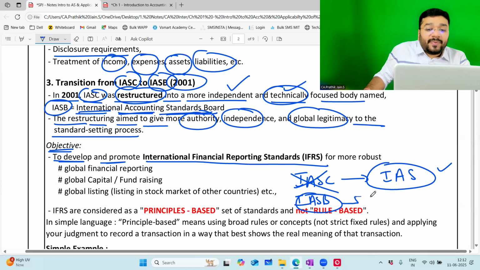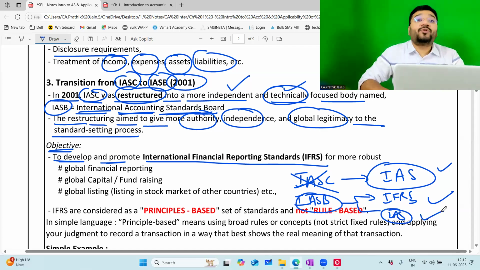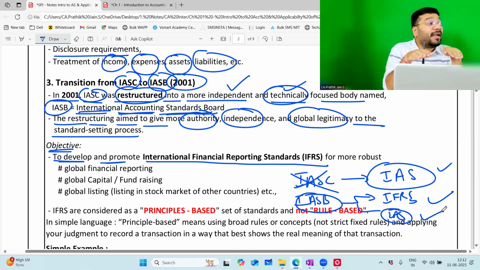What did IASB do? IASB came out with new accounting standards called IFRS, International Financial Reporting Standards. So wherever they felt that some IAS were totally inadequate, they replaced those IAS with IFRS. Still, some IAS they felt were reasonable. They continued those parallelly, which means there was a point where IFRS and IAS were being implemented parallelly.